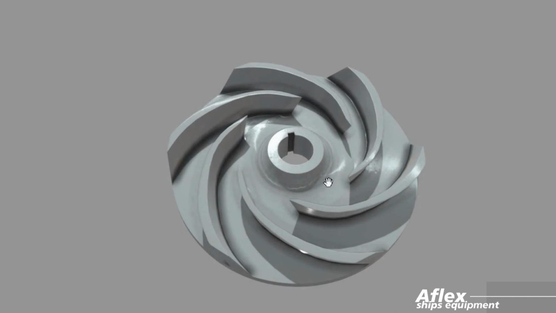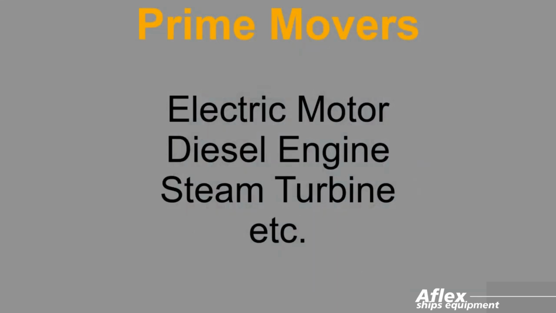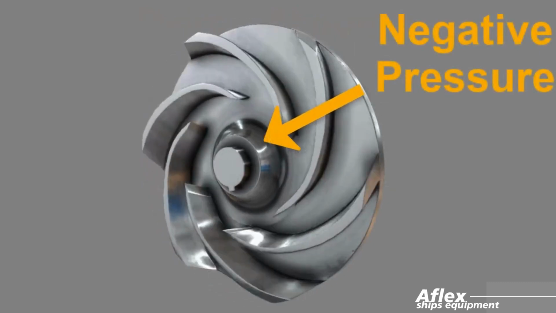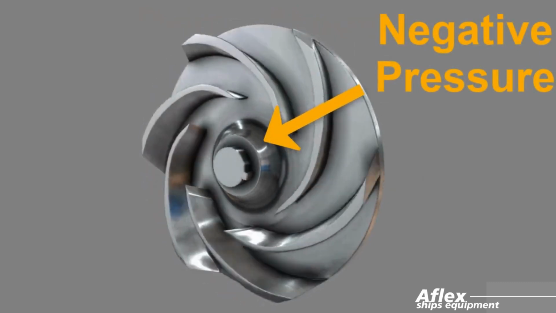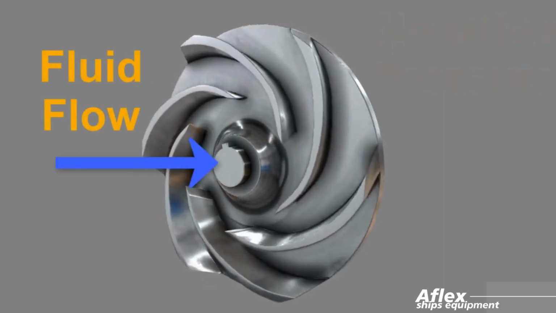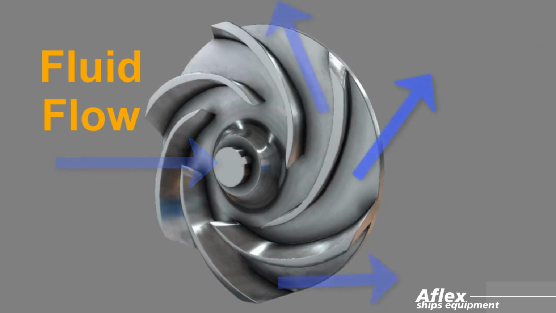Well, the impeller's job is to change kinetic energy into pressure energy. So we're exchanging velocity for pressure. We use a prime mover, such as an electric motor, in order to rotate the impeller. The impeller rotates within a fluid, and as it does so, it creates a negative pressure around the impeller eye, which is located at the center of the impeller. This negative pressure draws the fluid into the impeller. Because the impeller is rotating, the fluid is thrown outwards radially due to the centrifugal force that's imparted on it from the impeller.